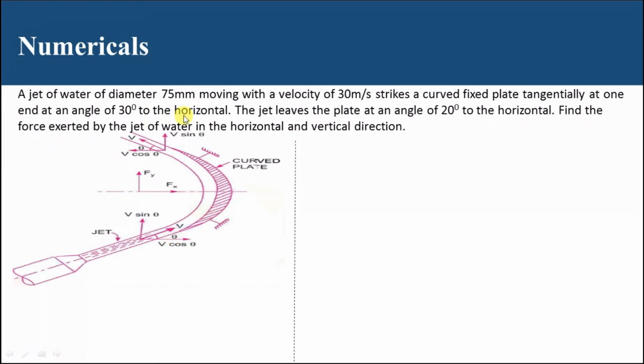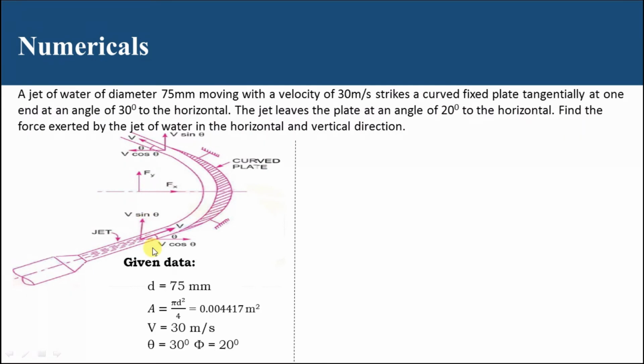After that, the jet leaves the plate at an angle of 20 degrees to the horizontal. That means outlet angle phi is given as 20 degrees. Okay, so remember theta is given as 30 degrees and phi is given as 20 degrees. Find the force exerted by the jet of water in horizontal and vertical direction. That means Fx and Fy we are supposed to calculate. Okay, so we will see the solution.